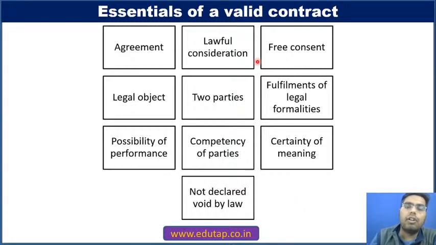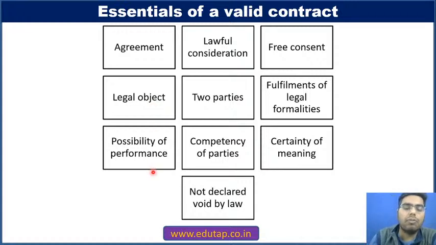So, essentials of a valid contract. First of all, it should be an agreement. I have told you that all contracts are agreements, so it should be an agreement. Next, the object should be legal. The objective of the contract should be legal. I will not make a contract to murder someone. The objective to murder someone is not a legal object. It is unlawful to murder someone or to beat someone. So the object should be legal.